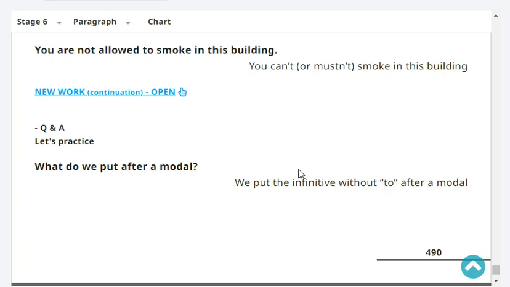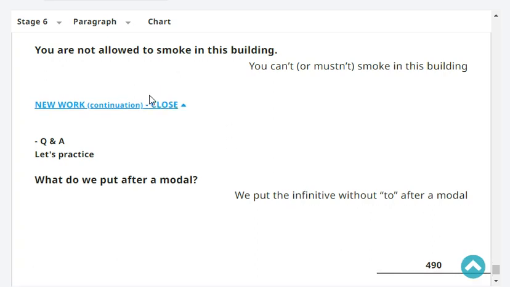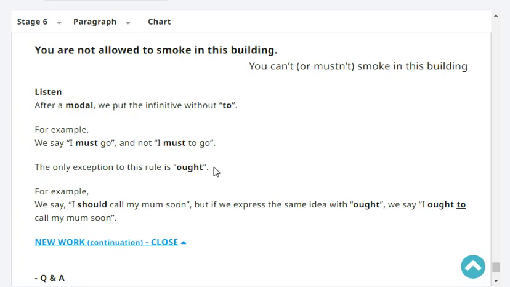Okay, that's the end of our revision. Let's continue with the new word. Okay, listen. After a modal, we put the infinitive with to. For example, we say, I must go and not I must to go. The only exception to this rule is ought. For example, we say, I should call my mom soon. But if we express the same idea with ought, we say, I ought to call my mom soon. So we don't usually put to after a modal, but with ought we put to.